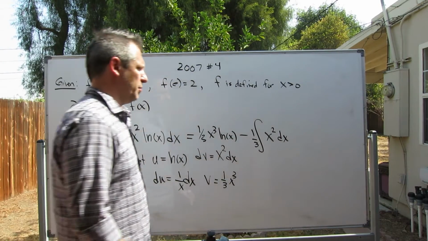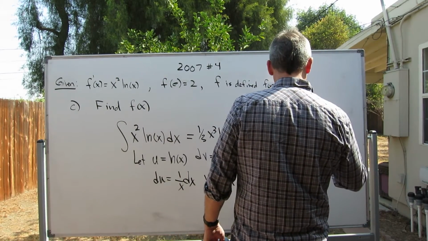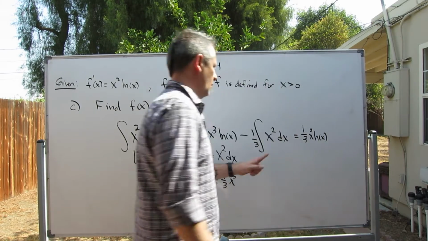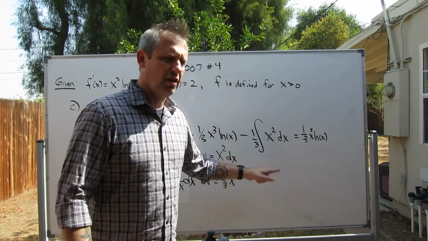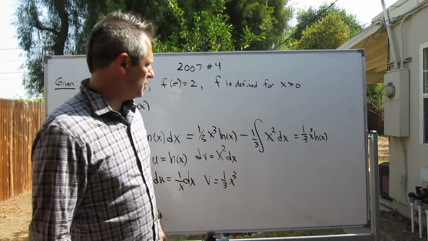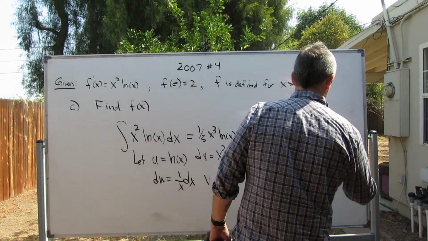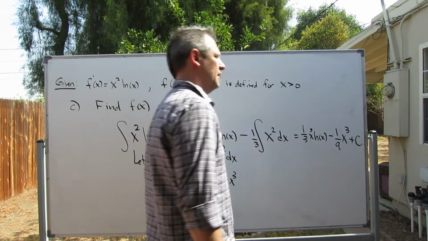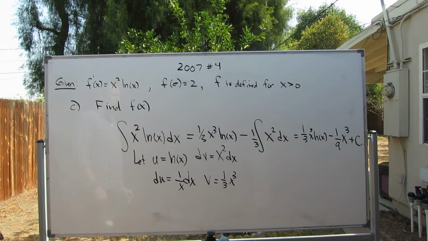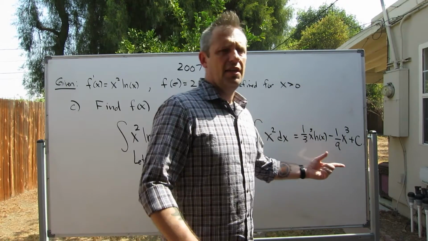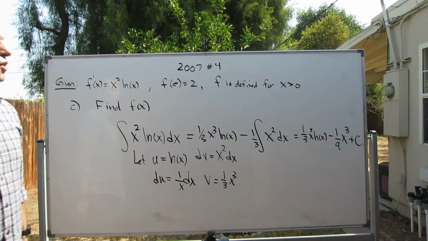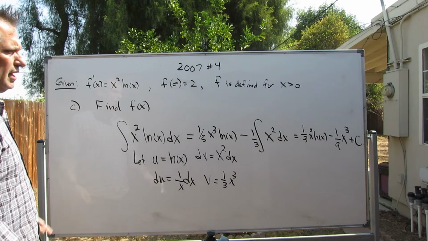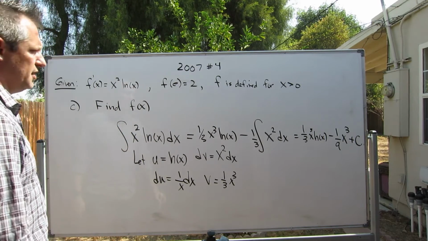And so we're almost done with the problem. This ends up equaling 1/3 x cubed times the natural log of x. And then I want to do this antiderivative, but that's just another anti-power rule. So this time I think we're going to have minus 1/9 x cubed plus c. Okay, cool. Now I just need to figure out what the plus c is, but fortunately I know that the function goes through the point (e, 2). So I can use that to figure out what this is.